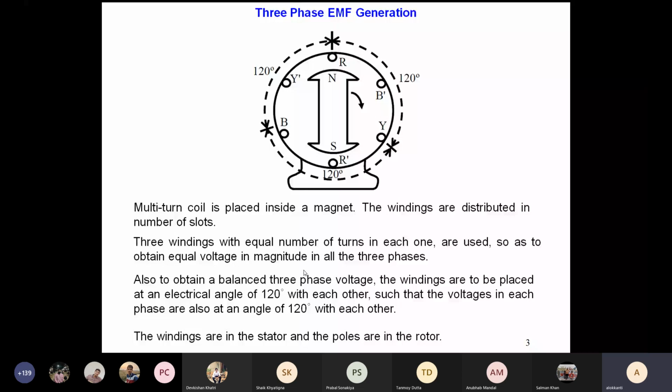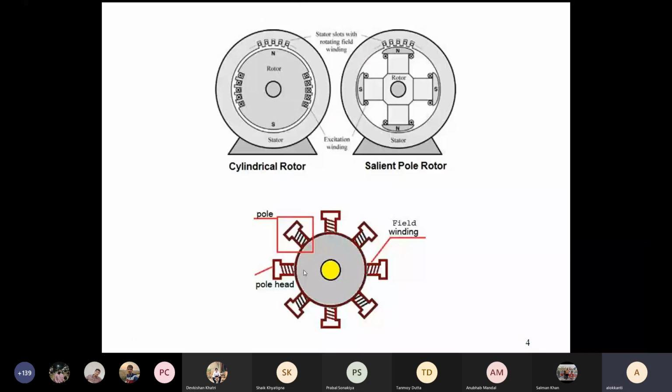So I found some diagrams. Can you see this? The leftmost diagram basically shows a cylindrical rotor. Cylindrical rotor means it has two poles, north and south, but the rotor is actually cylindrical. For explaining in the previous slide, it was just two poles, which would look like a bar magnet.